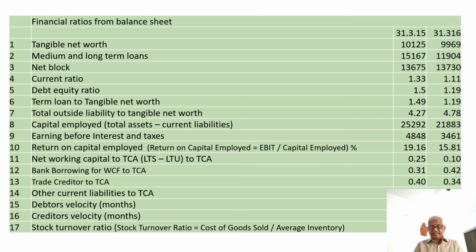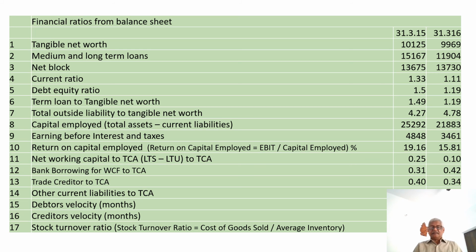Current ratio, that is current assets divided by current liability. It shows the liquidity position of the company. Current assets means those which are convertible into cash in the next 12 months, and current liability is the liability which needs to be settled within 12 months. So, how much current assets does the company have to pay the current liability.